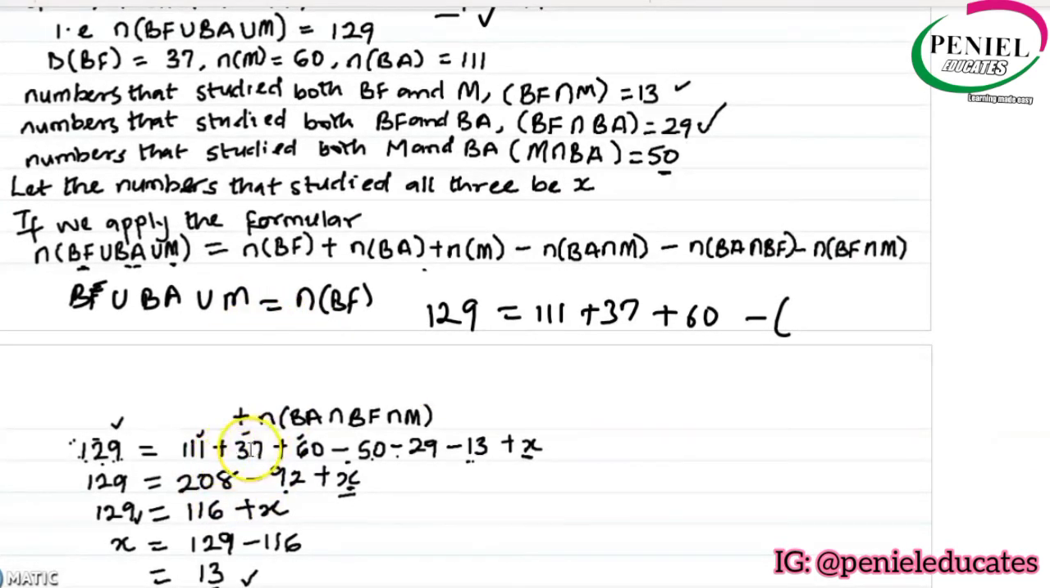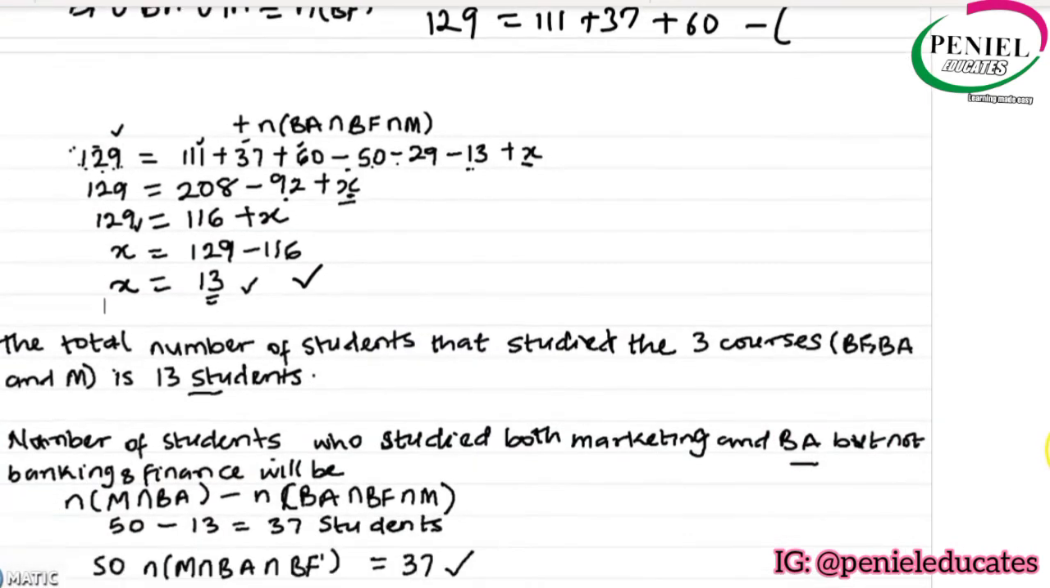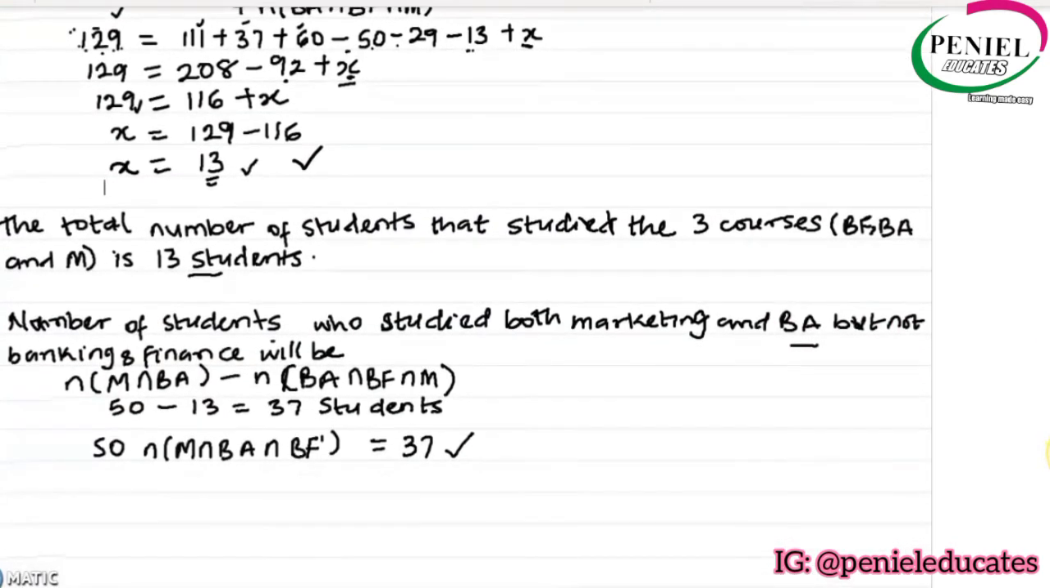So this could be 111 plus 37 plus 60, then minus all the intersects, then plus X, which is the one that studied all the three subjects. So when we have the addition together, we're going to have 208 minus 9. So that's 116 plus X. So do the subtraction, and you're going to have X to be 13. That's the total number of students that studied the three courses.